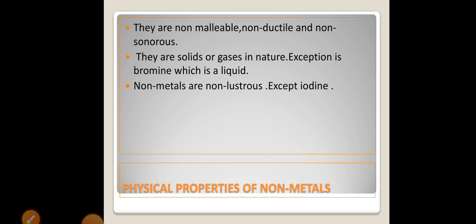Similarly, non-metals are non-lustrous. When we talk about carbon, coal, or sulfur, which is a yellow amorphous solid, or chlorine, bromine or any other halogens, or even phosphorus, they are all non-lustrous. So mainly they are amorphous solids and they are non-lustrous. But there is one exception, that is iodine.